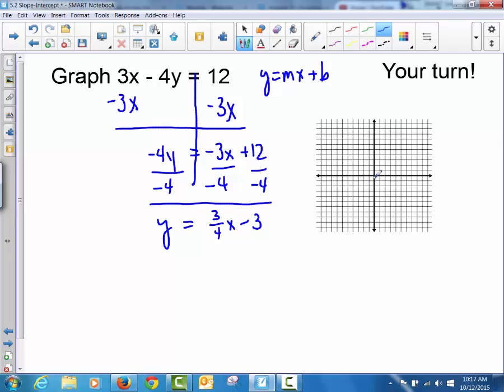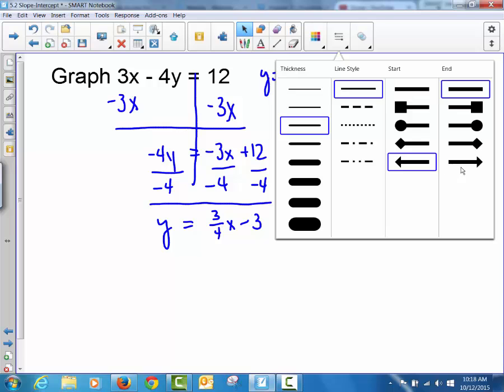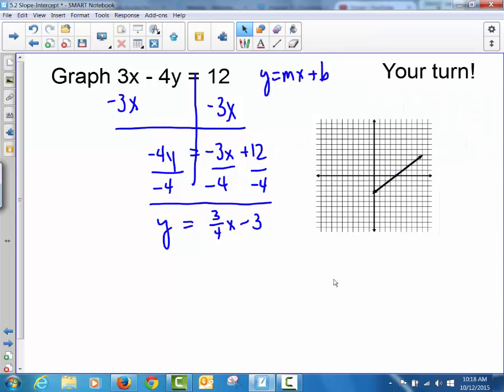So we come over here and we go 1, 2, 3 down. And our slope is 3/4. That means we go up 3, 1, 2, 3. And right 1, 2, 3, 4. Now we've got to draw our line. And put the arrows on each end of our line to indicate it goes on forever in both directions. Did you do that? Okay, good job.